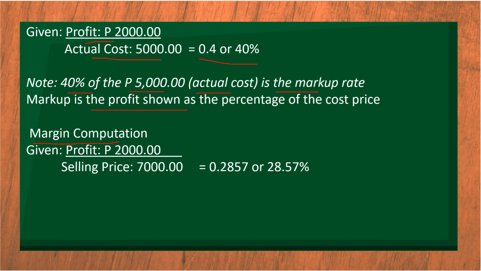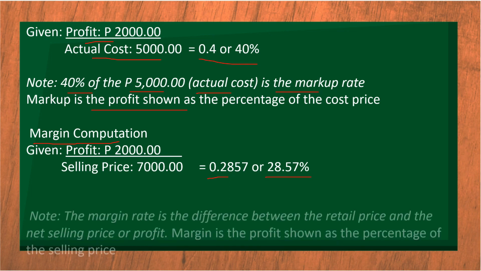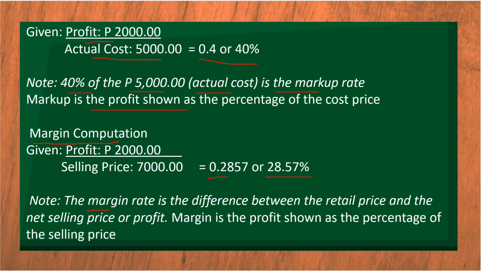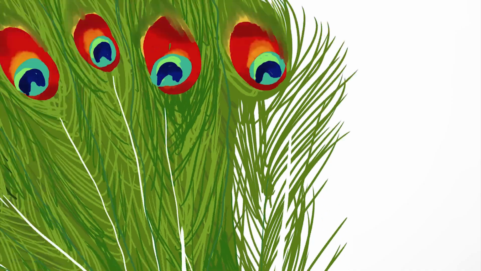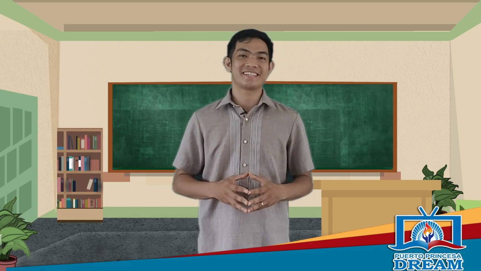Margin computation. Given profit is 2,000 pesos, the selling price is 7,000 pesos, the result is equal to 0.2857 or 28.57%. Note, the margin rate is the difference between the retail price and the net selling price or profit. Margin is the profit shown as the percentage of the selling price. To fully engage ourselves in this lesson, let us answer our Activity 2 in your learning activity sheets.